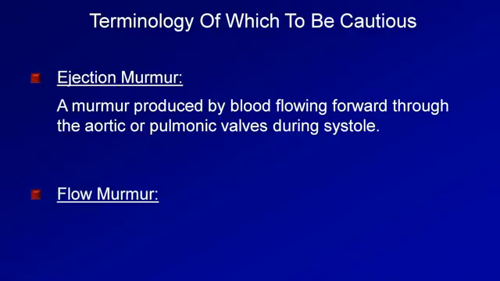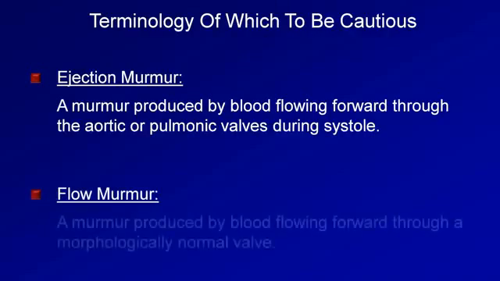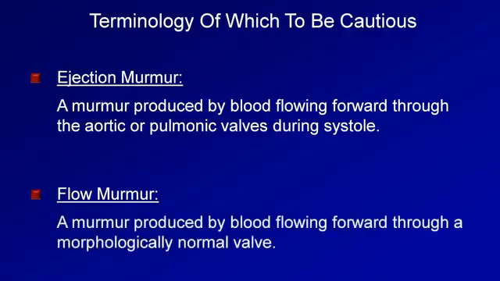Now, I've already mentioned a flow murmur earlier in the video as a murmur that's produced by blood flowing forward through a morphologically normal valve, in which the cause of the turbulent flow is either an increased velocity of flow from hyperdynamic state or decreased viscosity from anemia. But please keep in mind that these two terms, ejection murmur and flow murmur, it's very, very common to hear these misused on the wards, and if you do use them in presentations or in written notes, please be sure that you're using the terms accurately.